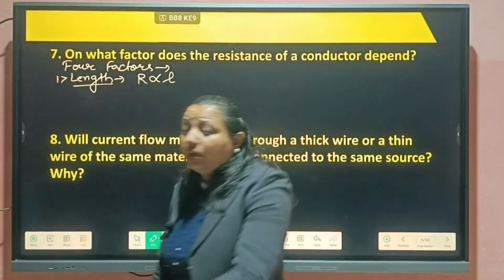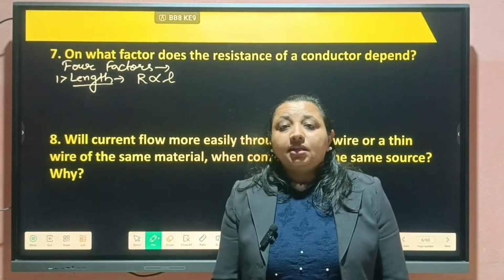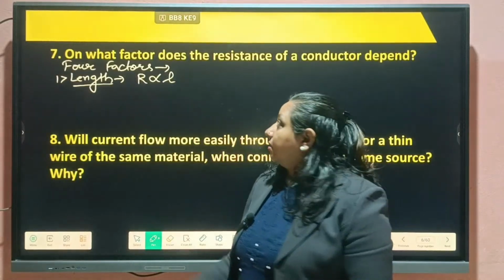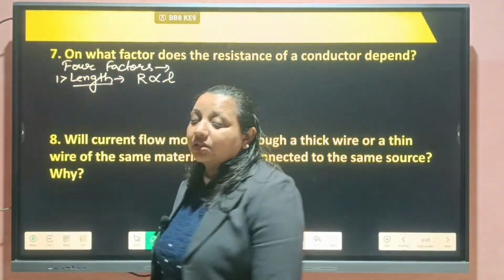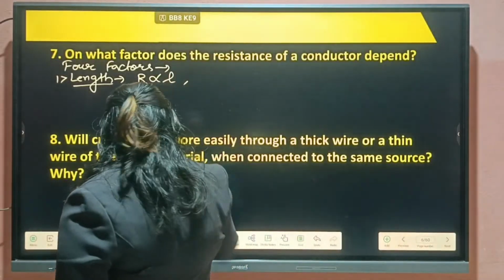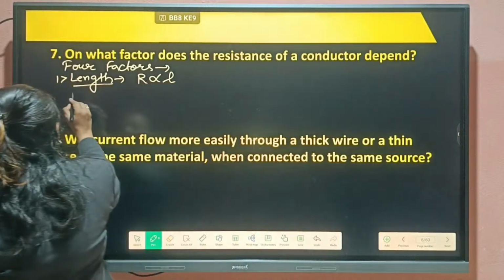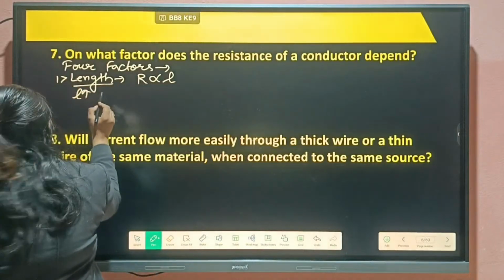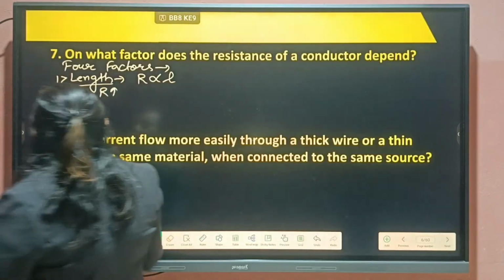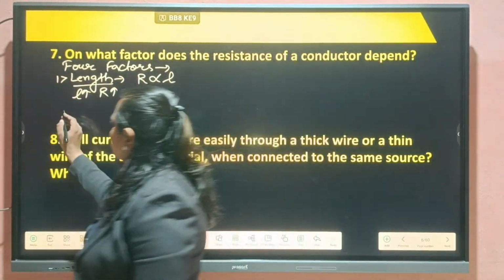You have to write the full statement: the resistance of a conductor is directly proportional to the length of the conductor. If we increase the length, the resistance also increases, right? And if we decrease the length of the conductor or the wire, the resistance also decreases.